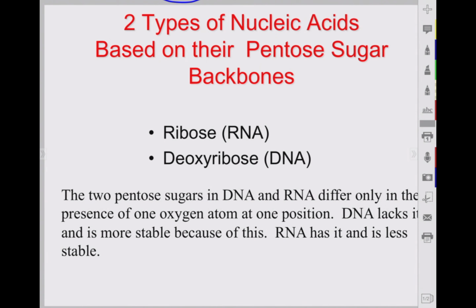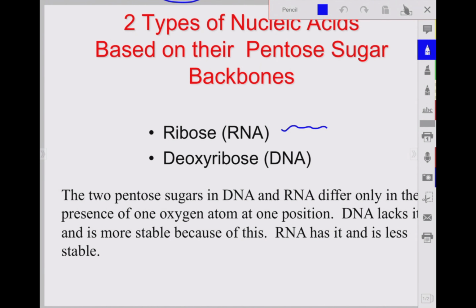Okay, let's expand on this a little bit. There's 2 types of nucleic acids, and it's not just DNA. You might have heard of RNA. In Biology 11, we talk about that as being the genetic code of many viruses, including HIV. Other famous RNA viruses would be the cold viruses, many of the flu viruses. There are many viruses out there that also have DNA as their genetic code.